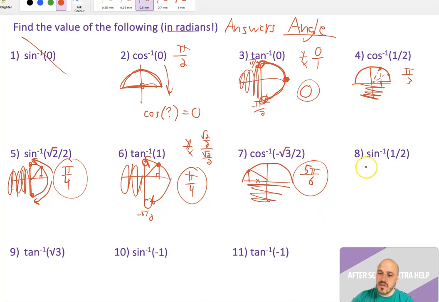How about inverse sine of 1/2? All right. I know I can go up to pi over 2 or down to negative pi over 2. And where am I when I get my taller side? My y value is the shorter piece, right? 1/2. Well, I'm right here at pi over 6.